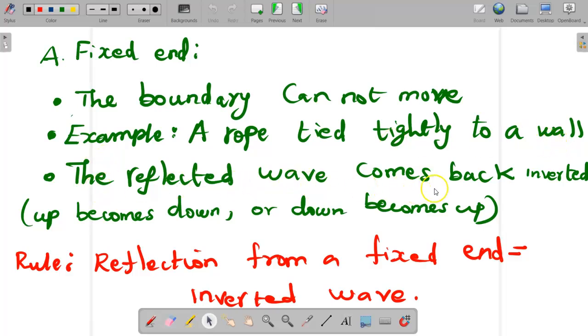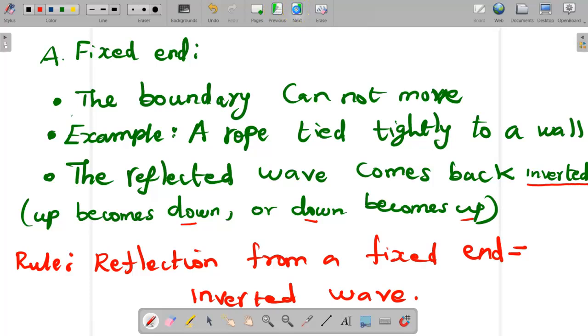The reflected wave comes back inverted. If the end is fixed, the bouncing back wave is inverted, which means the up pulse becomes down, the down pulse becomes up. It is called inverted. There is a rule: reflection from a fixed end is always inverted.